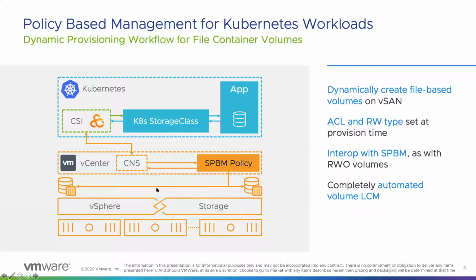And on the way back, it associates this file share, creates a persistent volume, and hands it all the way back to the application. So now you have an application with a persistent volume claim and persistent volume attached to it, deployed on a vSAN with that replication.